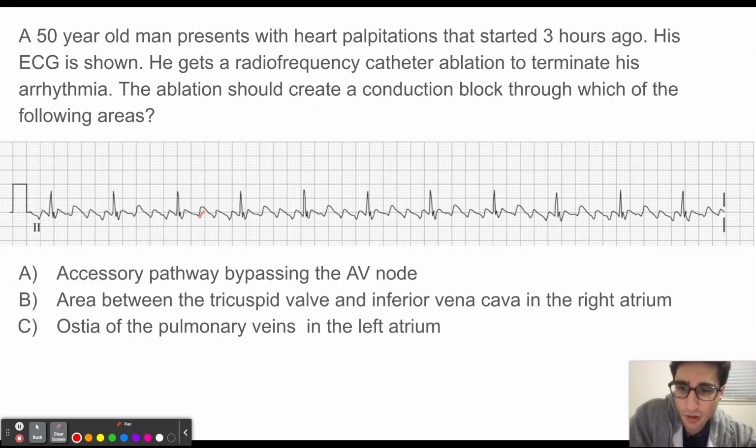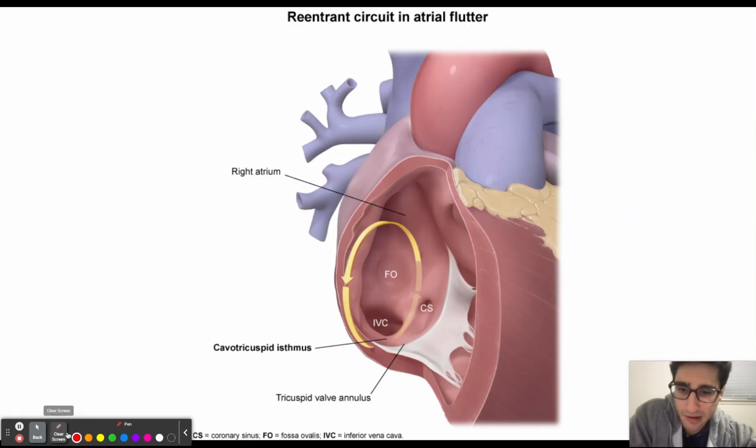Now, the ECG below is showing a sawtooth pattern. Okay, with this sawtooth pattern, we're going to immediately think about atrial flutter. Now, where does atrial flutter begin? Atrial flutter is going to begin in an area called the cavo-tricuspid isthmus.